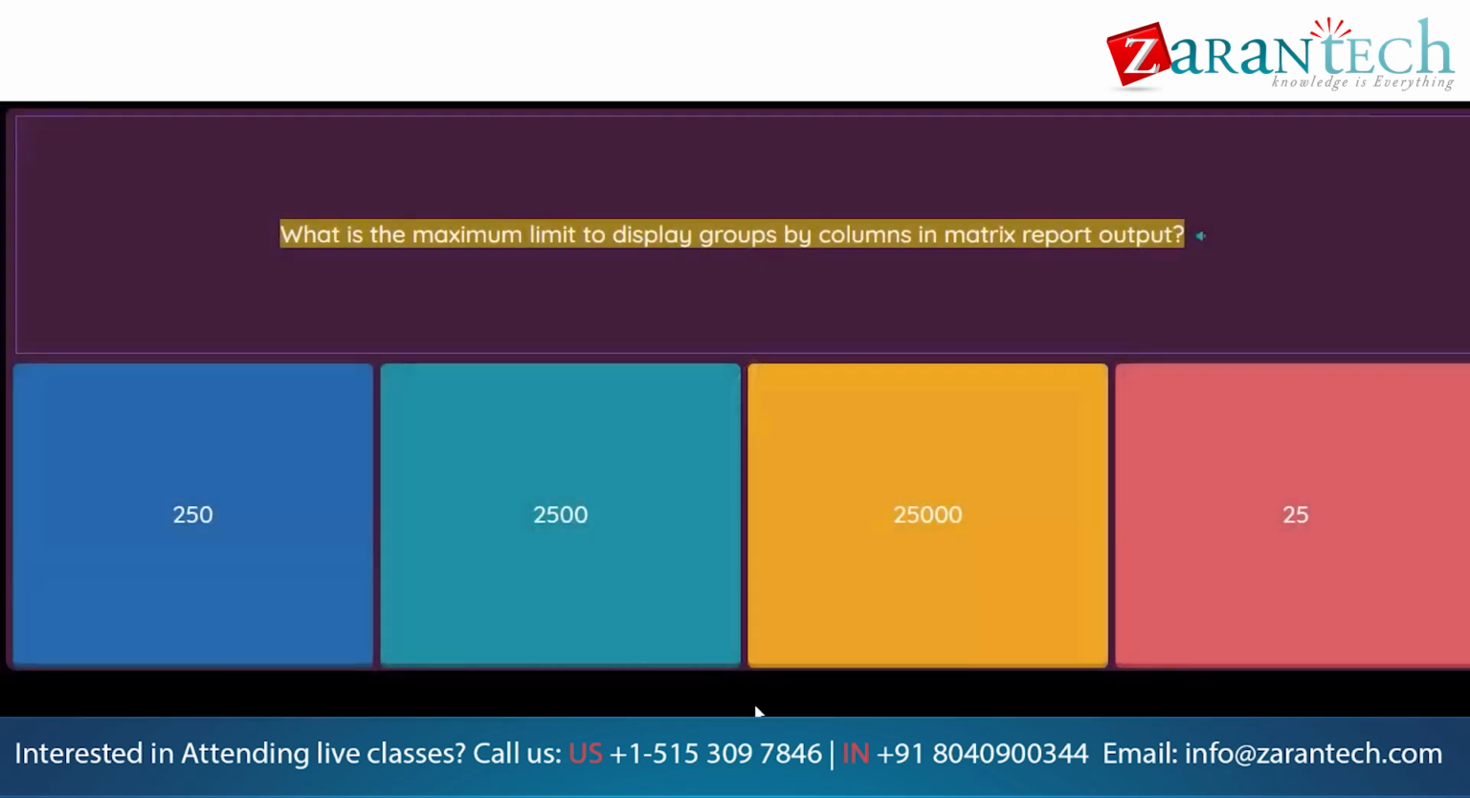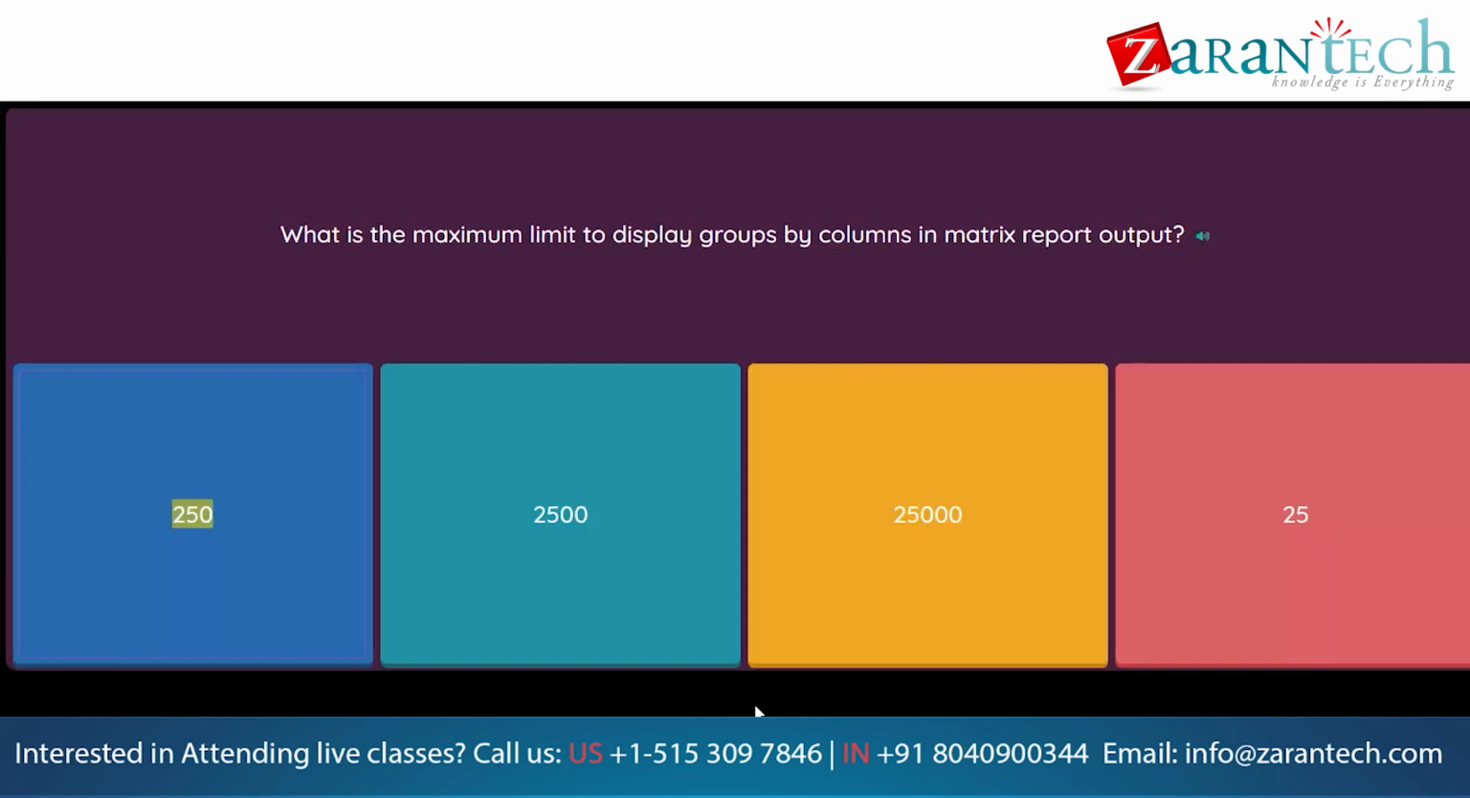Question: what is the maximum limit to display groups by columns in matrix report output? Option 1: 250. Option 2: 2500. Option 3: 25,000. Option 4: 25.